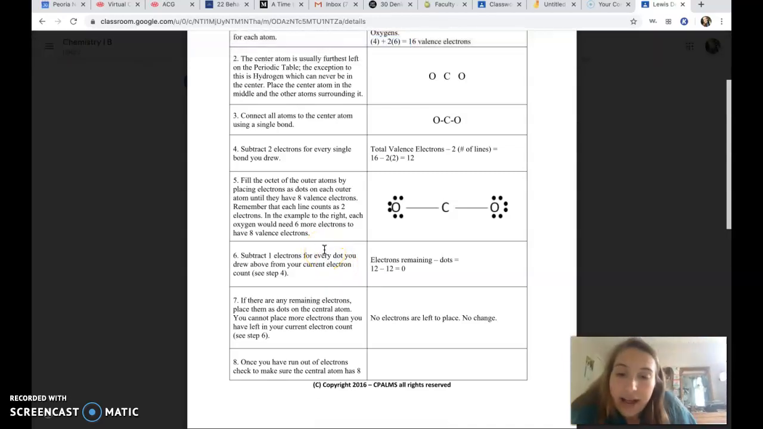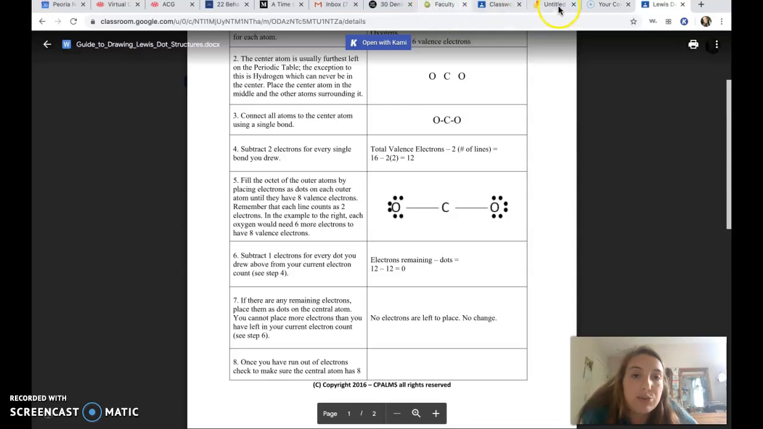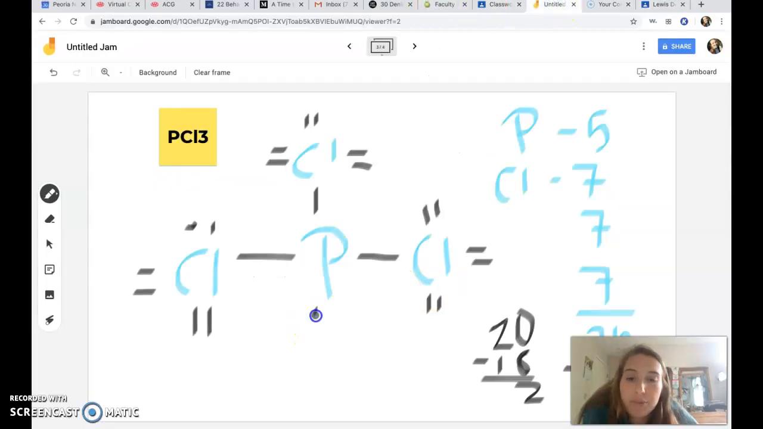Step number 7. If there are any remaining electrons, place them as dots on the central atom. You cannot place more electrons than you have left in your current count. So we've got 2 left. We'll put both of those right there.